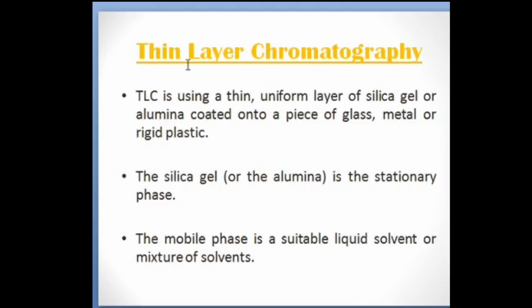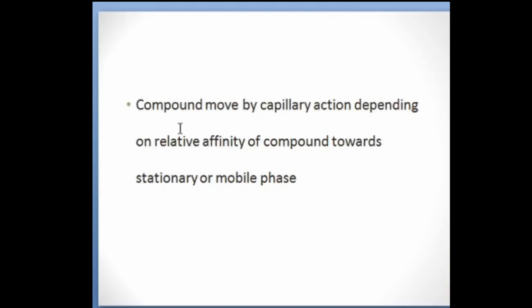Then we have something known as thin layer chromatography. This is also quite similar, but in this case we use a very thin uniform layer of silica gel or alumina, and we coat it on a piece of glass, metal, or a rigid plastic. We make a slurry of this silica gel or alumina and coat it onto the glass, metal, or rigid plastic. And here the stationary phase is the silica gel or the alumina, and the mobile phase will be a liquid solvent or a mixture of solvents. How will the compounds move? They will move by capillary action.